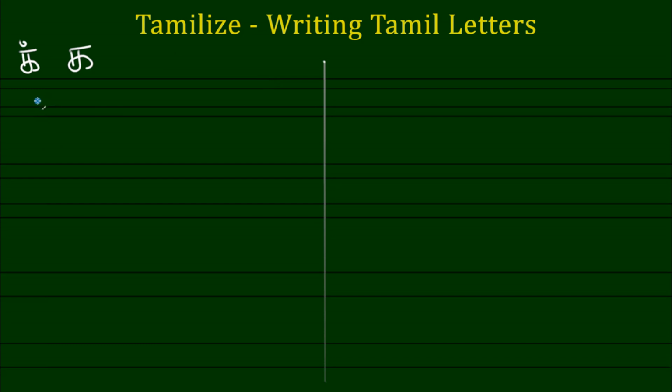So again, starting at the halfway point, I write an inverted L, and then I come down and add a curve which comes back like this. Right? That's ka. Or you can add a pulley and call this ik. Right? Ik, ka. So we'll write that again.